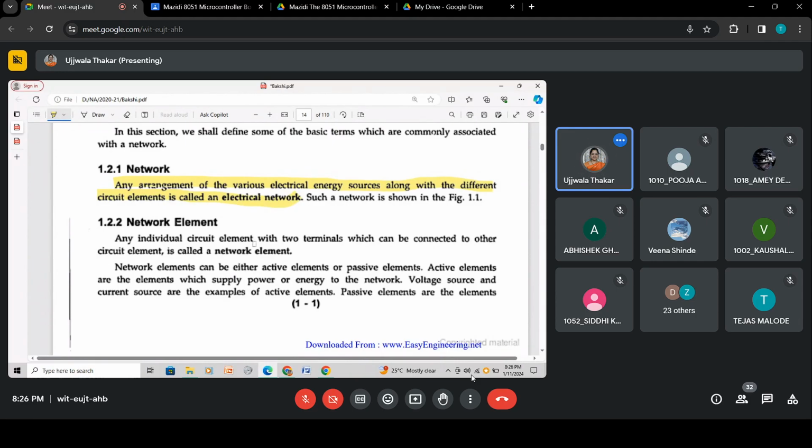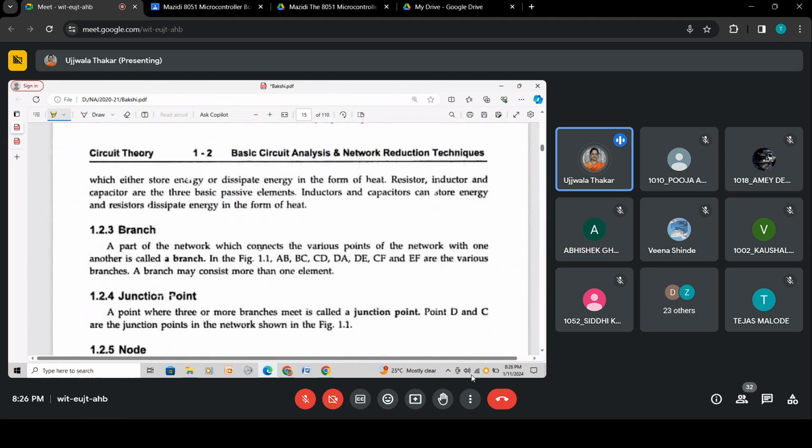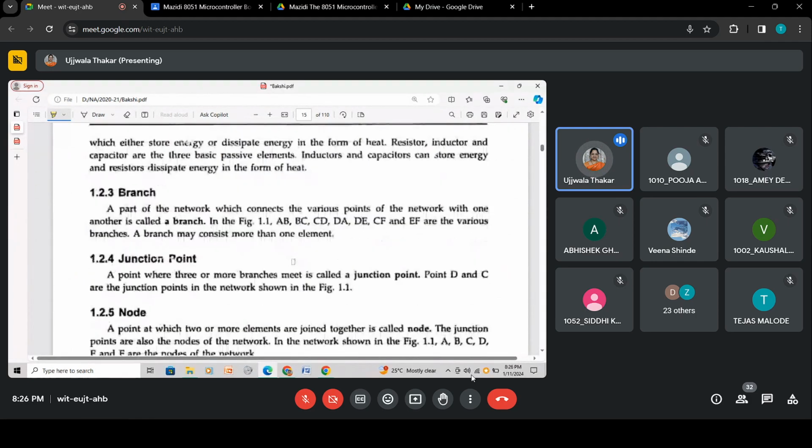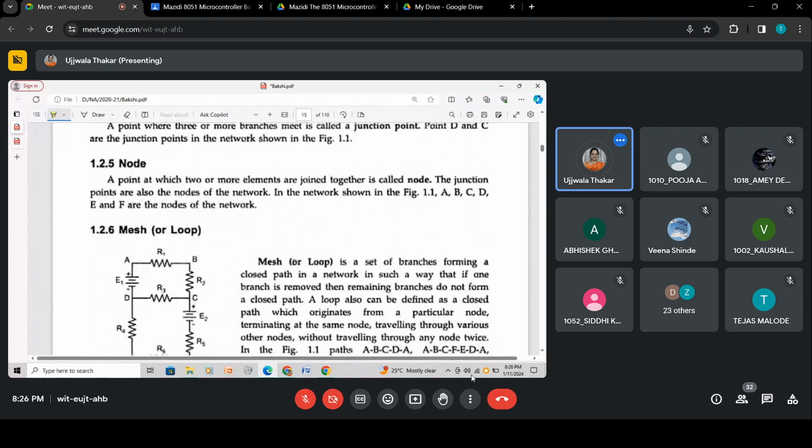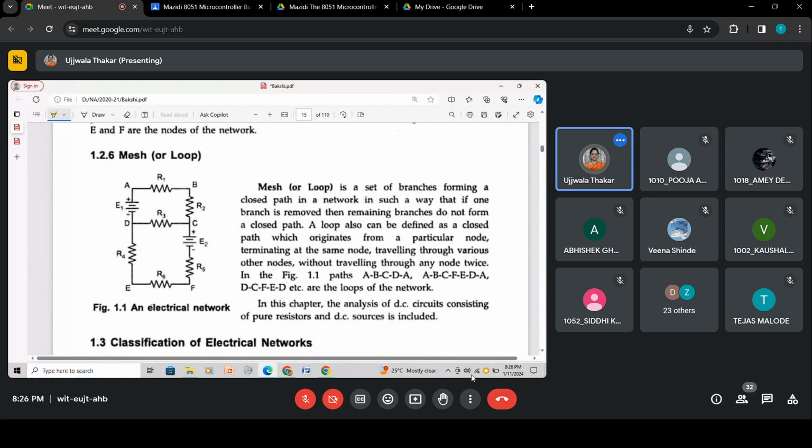Okay, now let's go ahead and see the basic concepts. What is the meaning of branch, junction point, node, mesh? This is a simple electrical network. The network has sources. E1 is a source and E2 is a source. It's a battery source, a DC voltage source. And the circuit element, since it's DC, there will be only resistance. If it is AC, there will be resistance, inductance, capacitance.